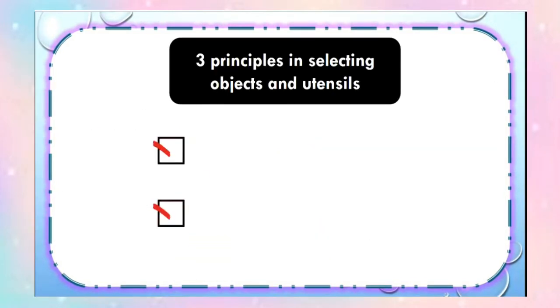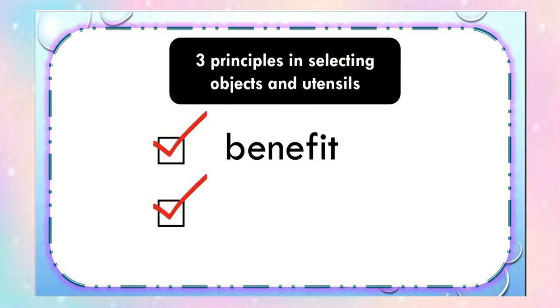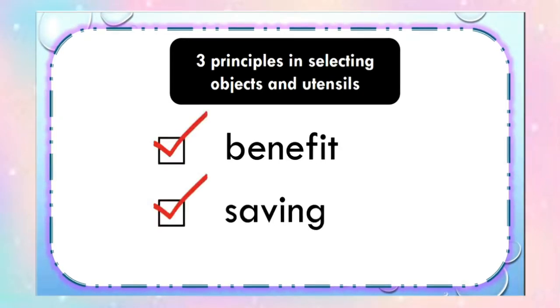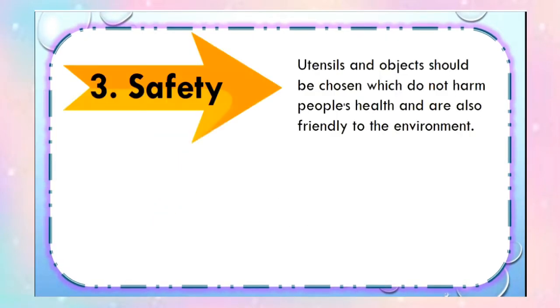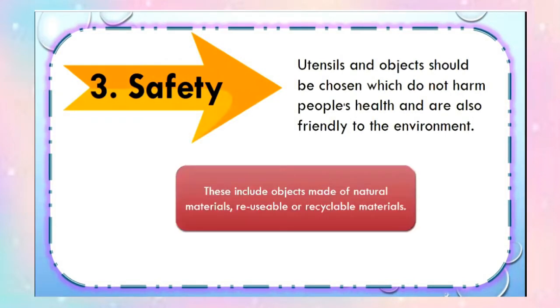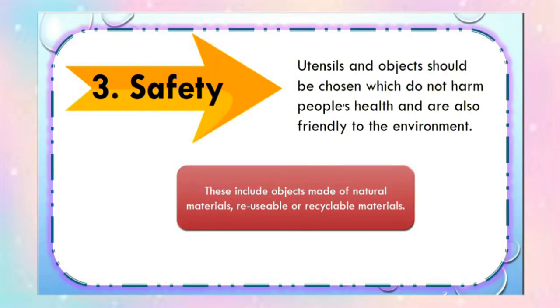So let's recall the three principles in selecting objects and utensils. First, we need to think about the benefit of the thing that we need to buy or choose, and can it make us save, or it should be saving, okay? And the third one here is safety. Utensils and objects should be chosen which do not harm people's health and are also friendly to the environment, okay? It should be safe for everyone, not just for people, but for our environment as well.